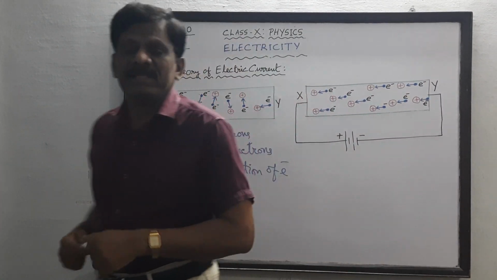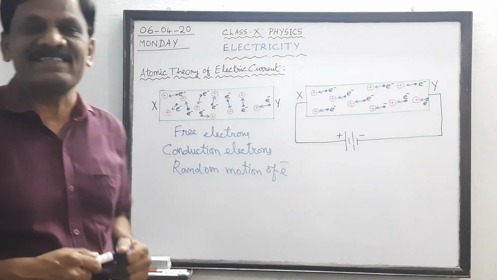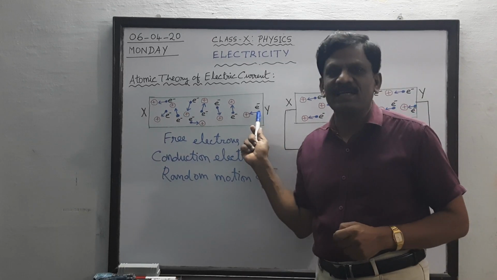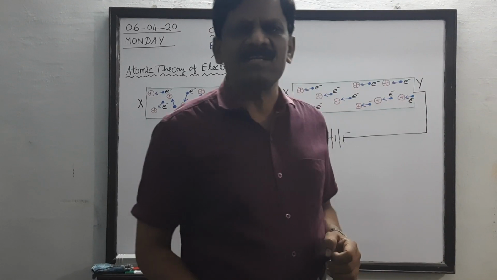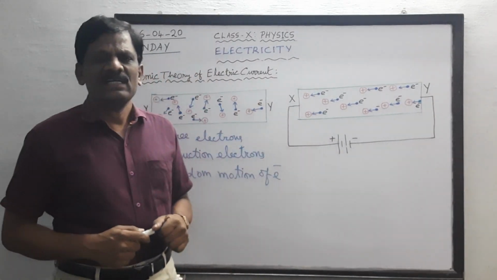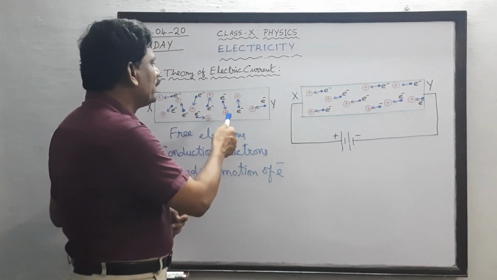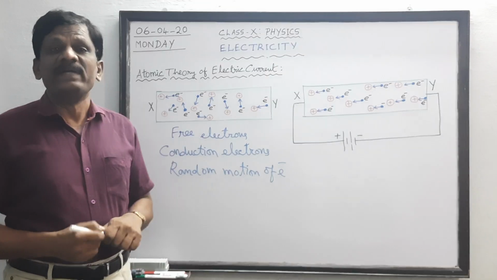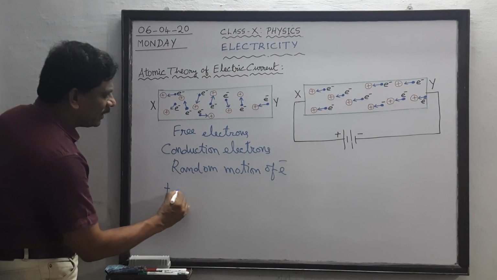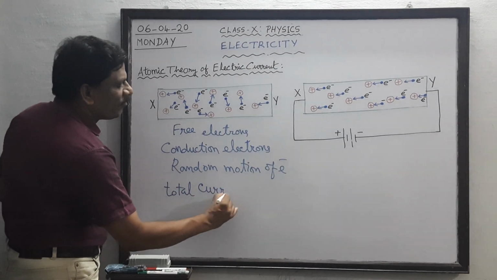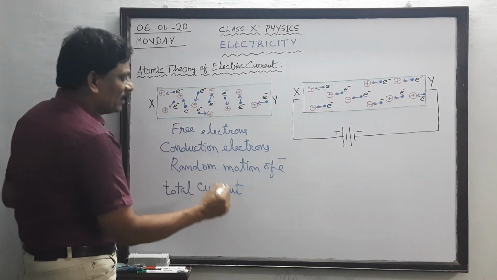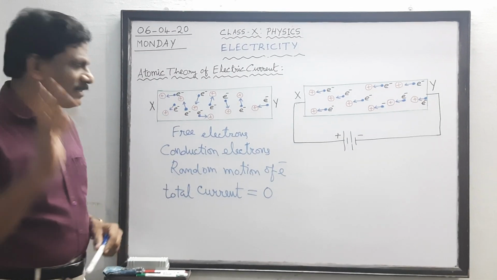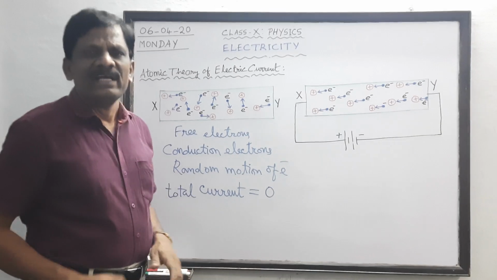But will the current flow in the same direction or different directions? Yes, you are right. Since the electrons are moving in different directions, the current produced by each and every electron will also be in different directions. So if you add the current contributed by every electron, the total current in the conductor will be equal to 0. So I will write that the total current flowing in the conductor is equal to 0. What is the reason for this? This is because of the random motion of the electrons.